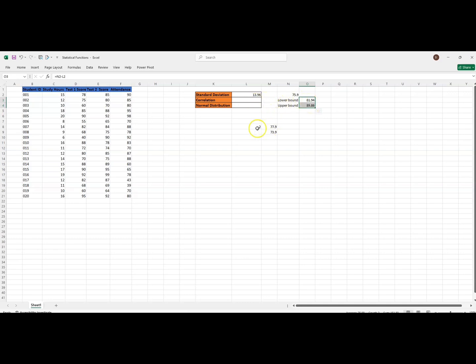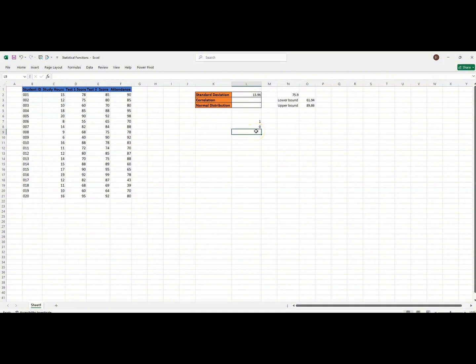So the next one we're looking at is correlation. What is correlation? Correlation is used to measure the strength of the relationship between two variables. If it returns 1, it means that there is a strong positive relationship between the two variables. By strong positive relationship, I mean that an increase in one variable results in an increase in another variable. If it returns 0, it means that there is no relationship at all. So the variables are not connected.